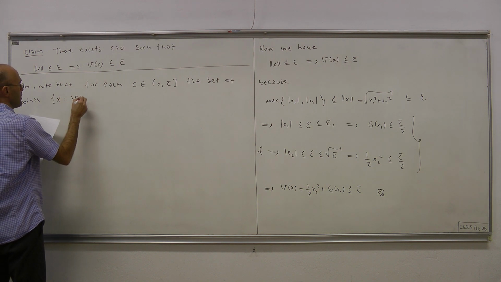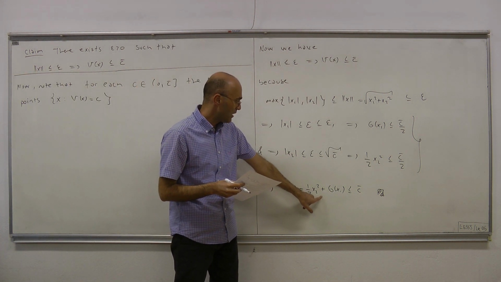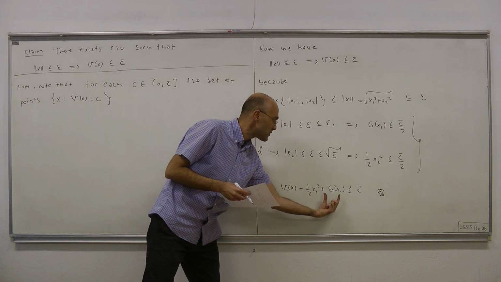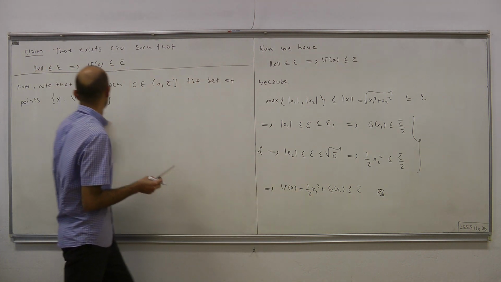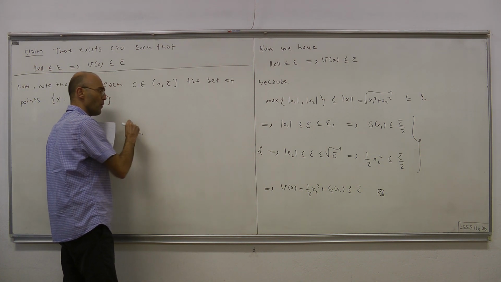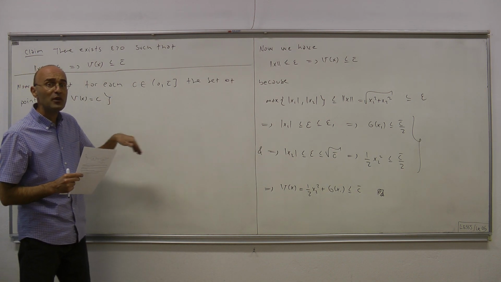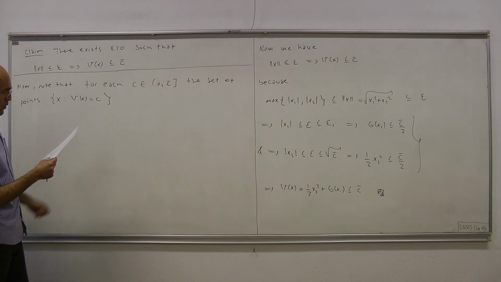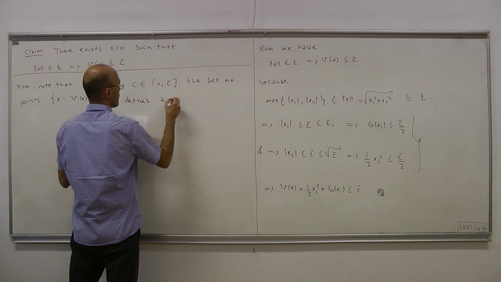that satisfy v of x equals c, where v of x is 1/2 x2 squared plus g of x1, that equals c. So that means you pick all the pairs x1, x2 such that they satisfy v of x equals c, and you mark all those pairs, all those coordinates, all those points on the x1, x2 plane. And in the end, what you obtain must be a closed curve. So that's our claim here. The points define a closed curve.